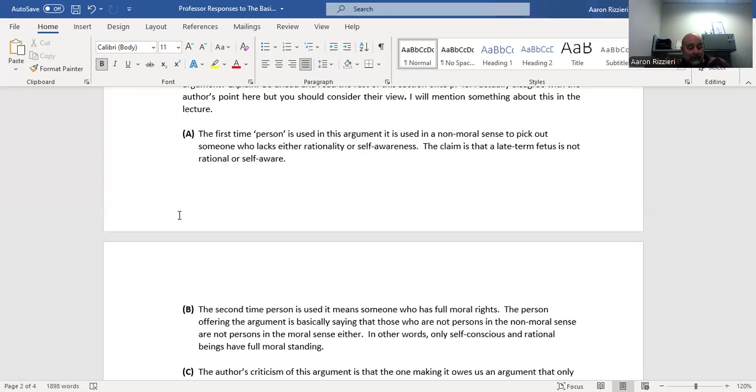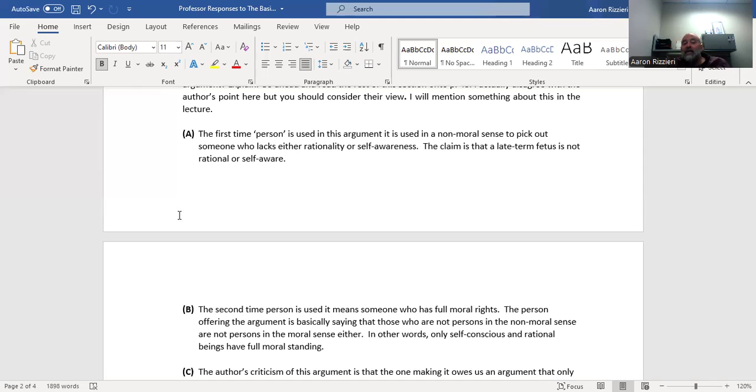So let me read through it. And if you have your book handy, go ahead and look at it. So here's the argument. Late-term fetuses are not persons because they lack self-awareness or self-consciousness or the ability to reason. That's premise 1. But since lacking personhood means one lacks full moral standing, fetuses can be aborted.